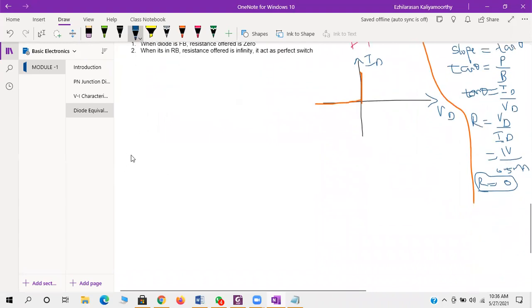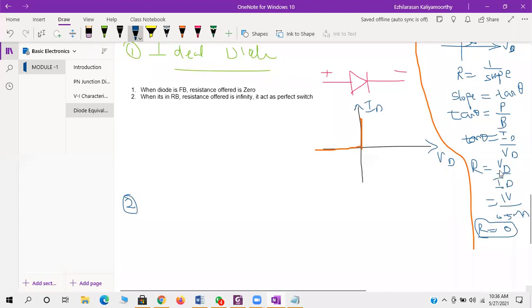Then let us go for the second. Even if you may think I'm assuming VD is equal to 0, you can also think VD is equal to 1 volt. So automatically the diagram will shift like this. That's all, nothing else. Second, let me go for the second approximation, or otherwise I call it the simplified equivalent. This is the second equivalent I'm going to show.